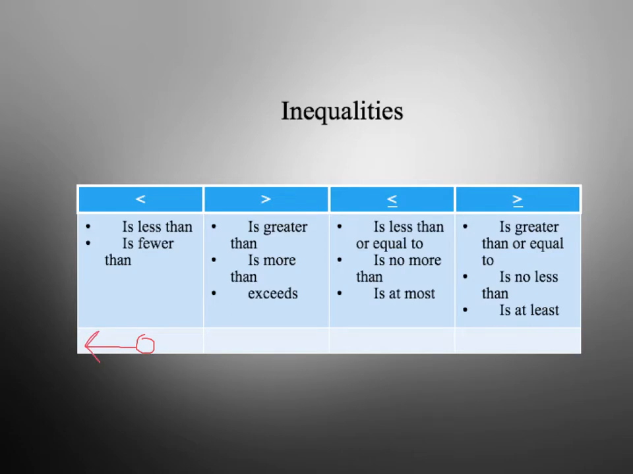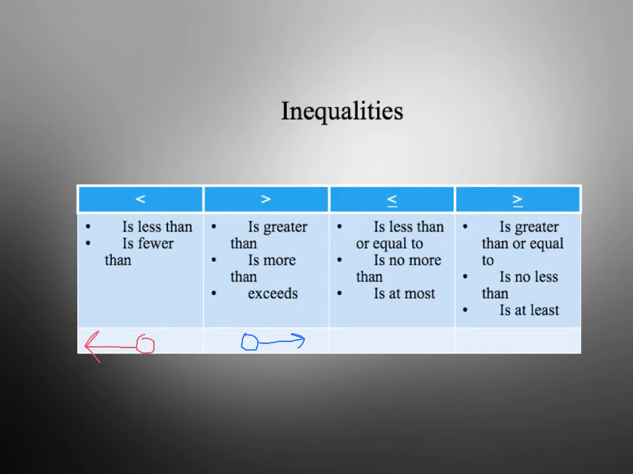The next one, if you'll copy down this symbol, means is greater than, is more than, or exceeds. When you graph this inequality, you're also going to have an open circle. The arrow is normally going to point to the right-hand side. The third column, the symbol means is less than or equal to, is no more than, or is at most.